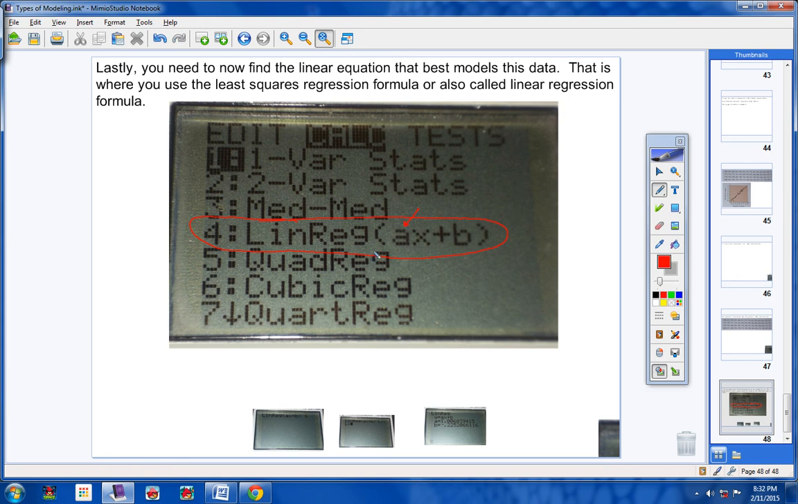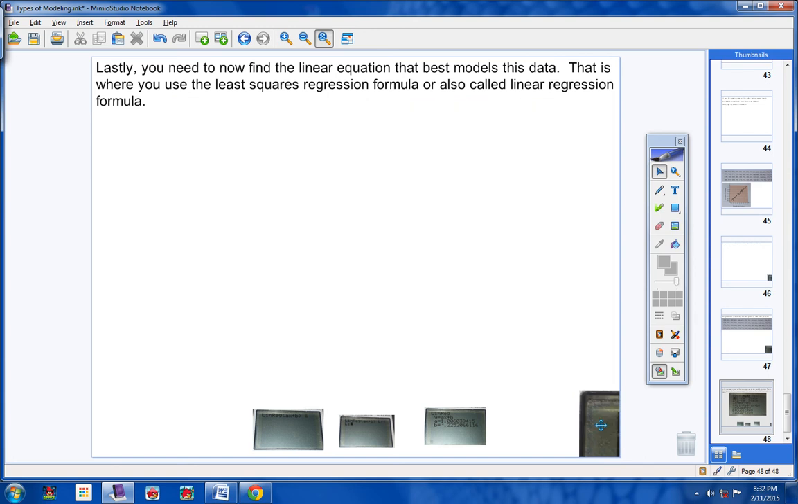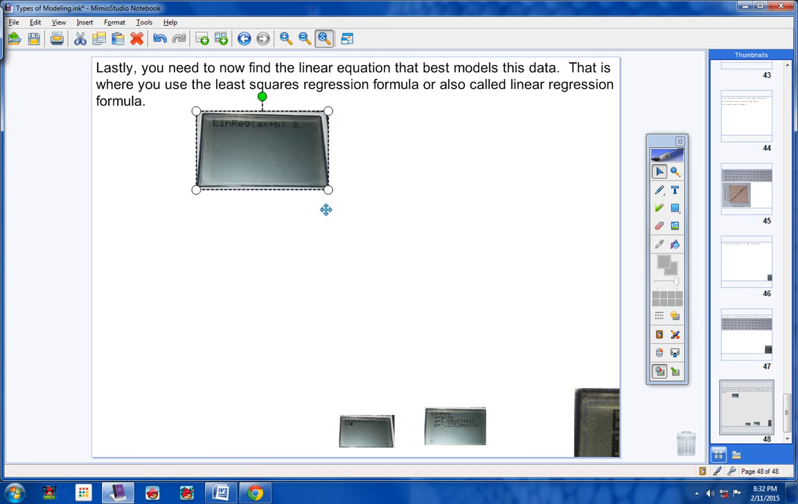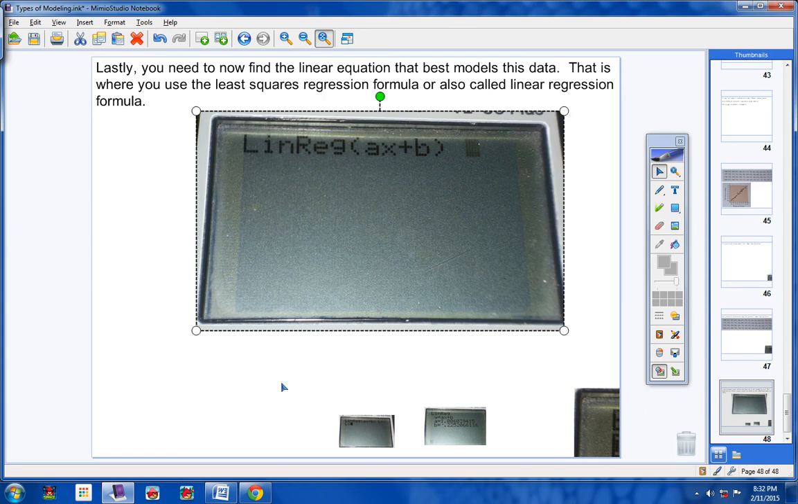So I want you to scroll down to option number 4 and hit enter. Okay? Scroll down to option number 4 and hit enter. Now when you do that, your screen should say this right here. If I get my computer to work here, it's about as old as I am. There we go. All right, so it should say this.